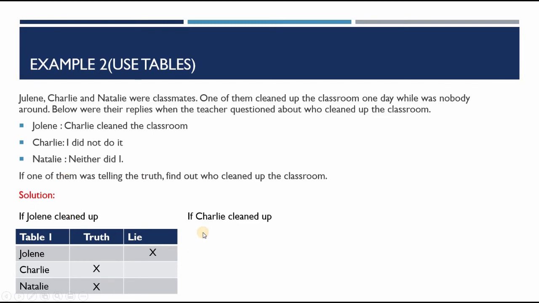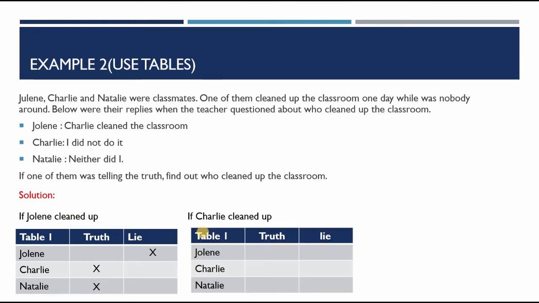So let's go to Charlie's table. If Charlie cleaned up the classroom, who's lying and who's telling the truth? Julian said, Charlie cleaned up the classroom. So if Charlie cleaned up, then Julian is telling the truth. Charlie said, I did not do it, so Charlie is telling a lie. Natalie said, neither did I, so Natalie is telling the truth. Again, two persons are telling the truth and one person lies. But we only need one person telling the truth.